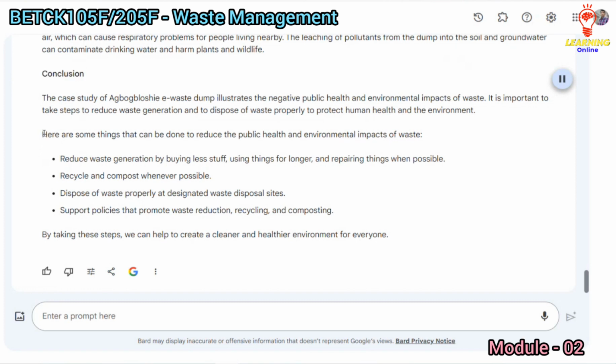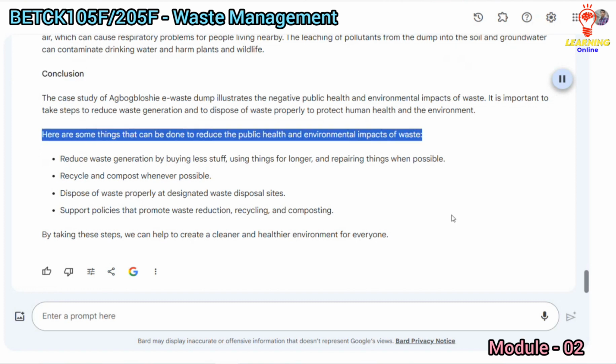health and the environment. Here are some things that can be done to reduce the public health and environmental impacts of waste. Reduce waste generation by buying less stuff, using things for longer, and repairing things when possible. Recycle and compost whenever possible. Dispose of waste properly at designated waste disposal sites. Support policies that promote waste reduction, recycling, and composting. By taking these steps, we can help to create a cleaner and healthier environment for everyone.